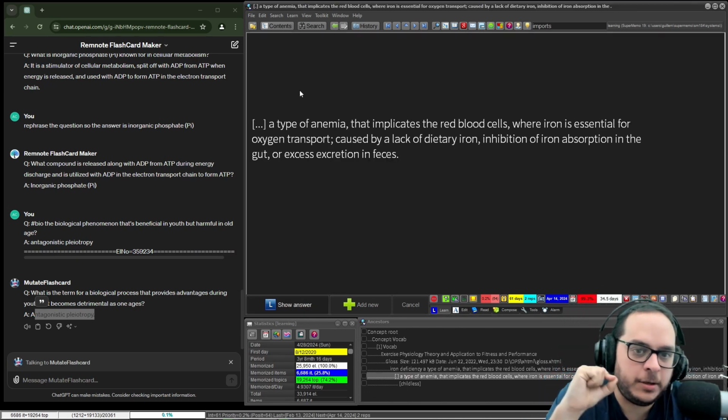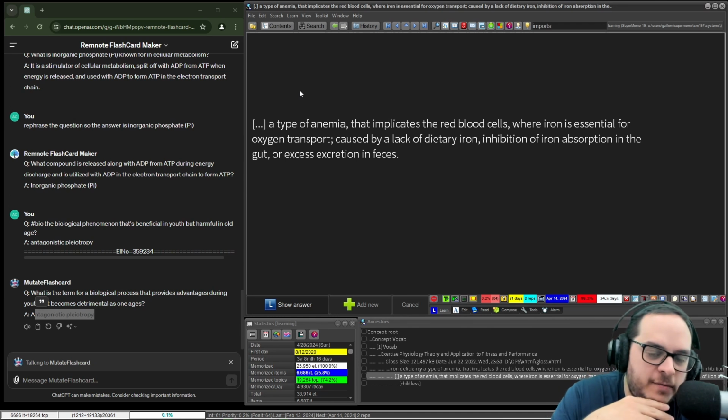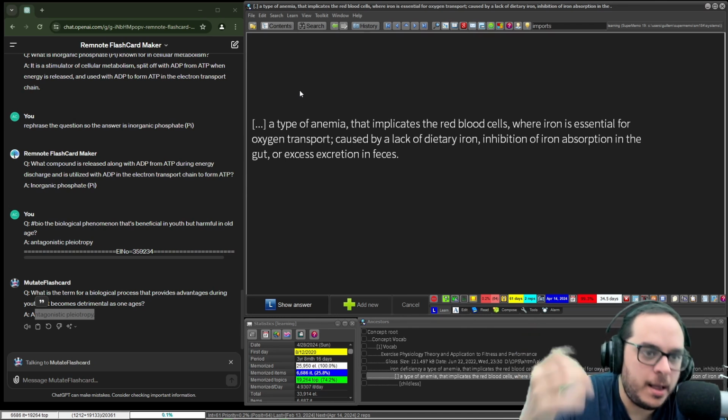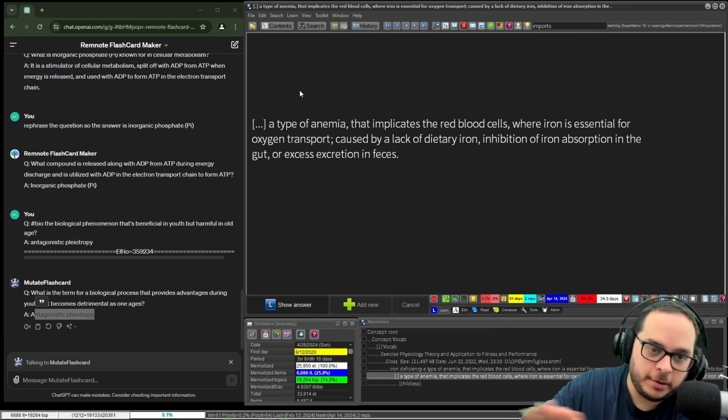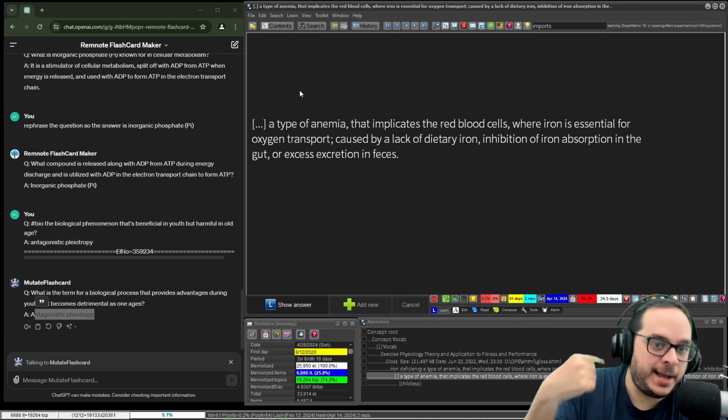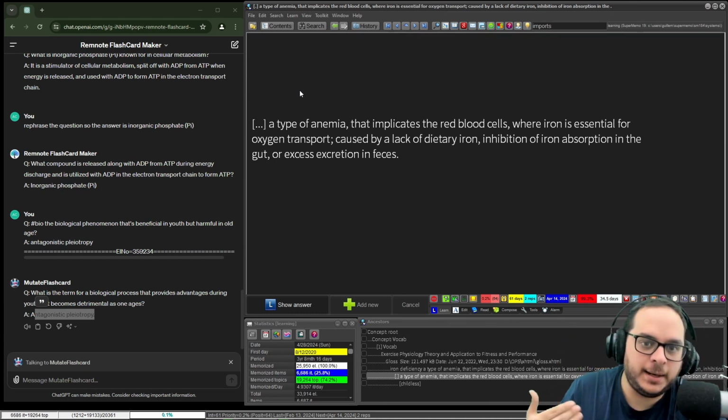That is a lazy cloze deletion, so I haven't modified anything. Blank, a type of anemia that implicates the red blood cells where iron is essential for oxygen transport. Then another, semicolon. Again, the same thing: it is caused by the lack of dietary iron, inhibition of iron absorption in the gut, or excess excretion in feces.